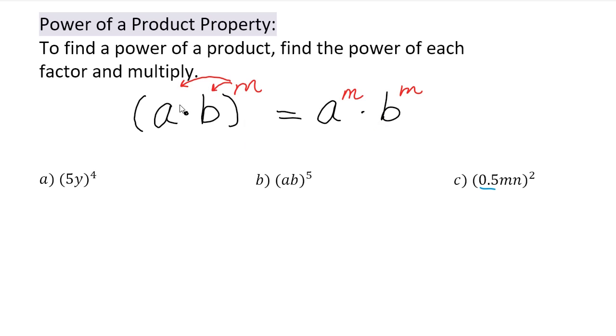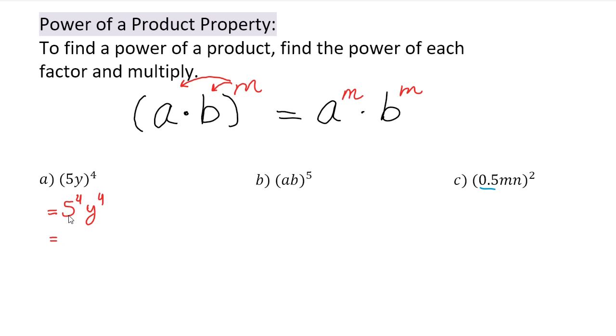Let's go ahead and apply that. A, we have the product 5y to the fourth. 5y is a product because remember, if you have a number and a variable, then that's multiplication. This is 5 times y. So I want to go ahead and find the power for each of those bases. So this is going to be equal to 5 to the fourth, y to the fourth. Now I'm going to go ahead and simplify this a little bit more because I have this power 5 to the fourth for which I can find its value.